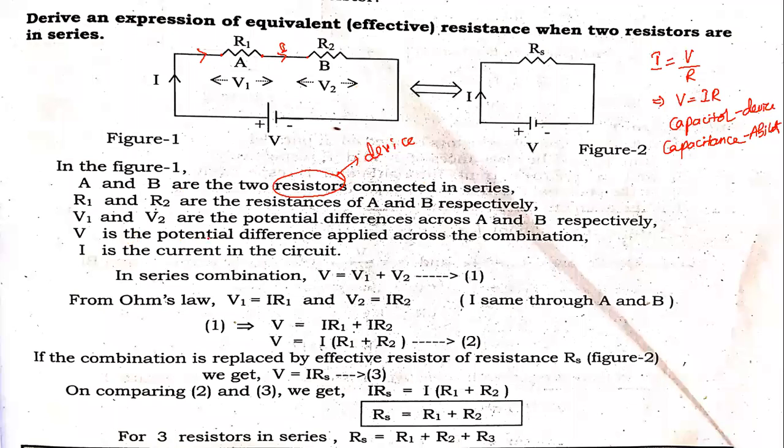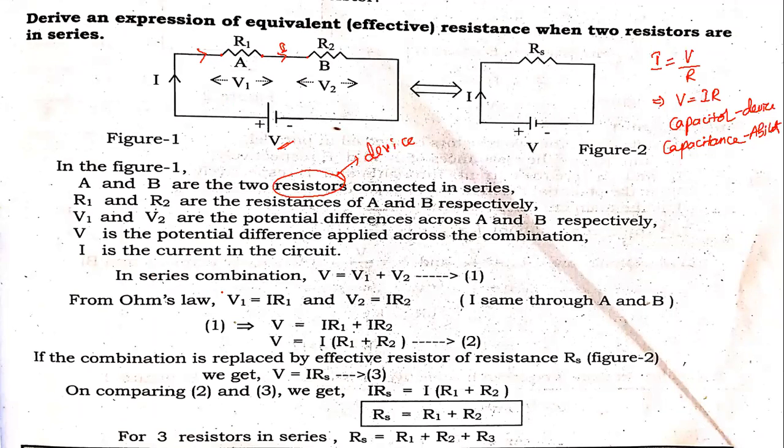Okay, let V be the potential difference applied across the combination. So we are applying a potential to this combination, and that potential is nothing but V. We connect a battery, and the potential difference across the battery is V. And I is the current in the circuit. I amount of current is passing through this circuit.